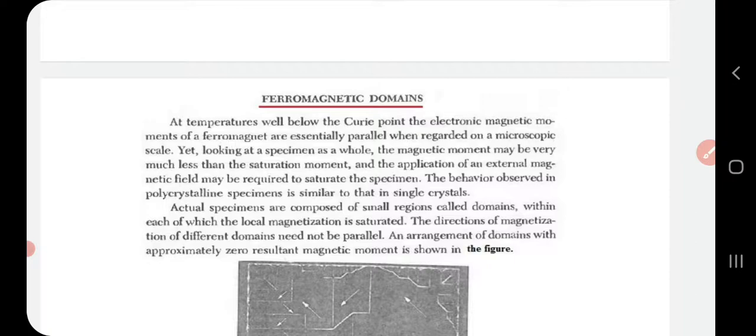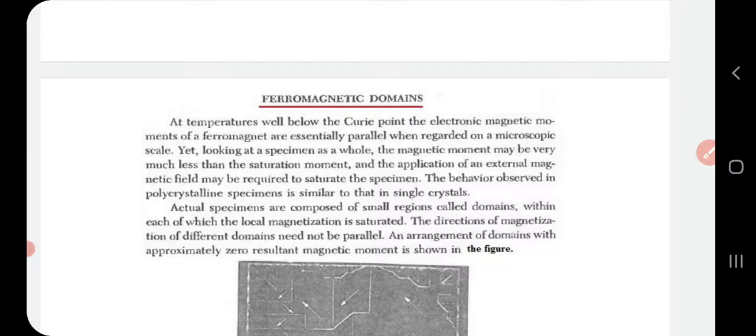since it is confusing. At temperature well below the Curie point, electronic magnetic moments of a ferromagnet are essentially parallel when regarded on a microscopic scale. At looking at a specimen as a whole, the magnetic moment may be very much less than the saturation moment, and the application of an external magnetic field may be required to saturate the specimen. The behavior observed in polycrystalline specimens is similar to that in single crystals.